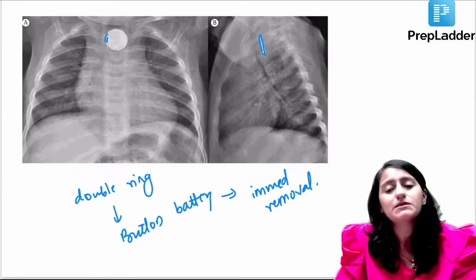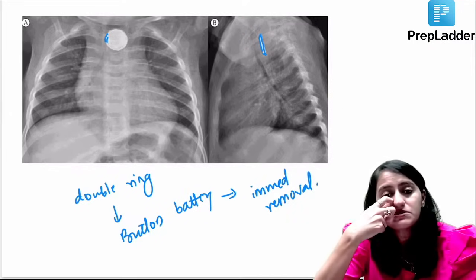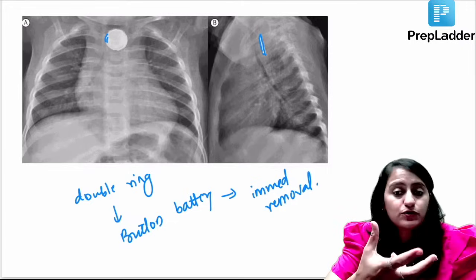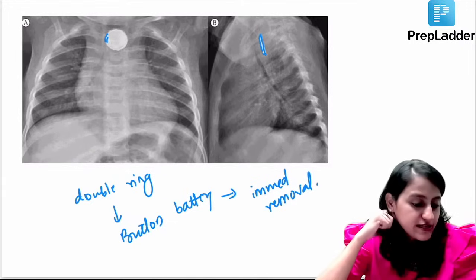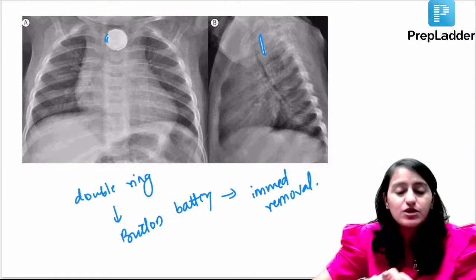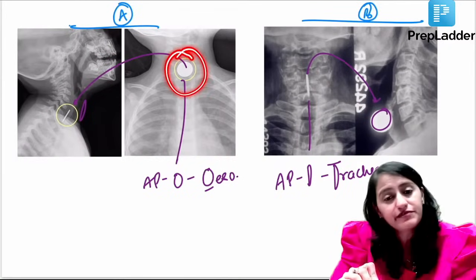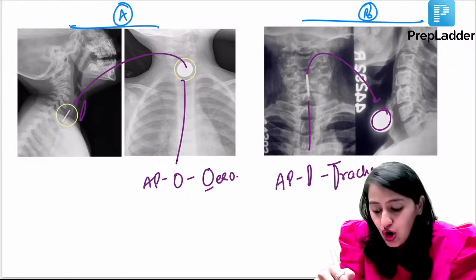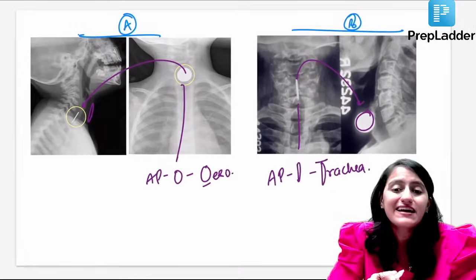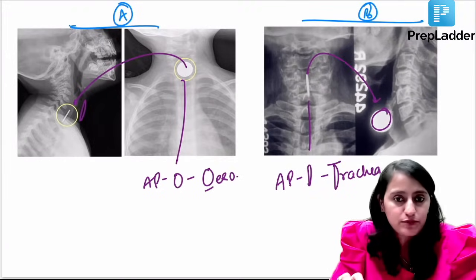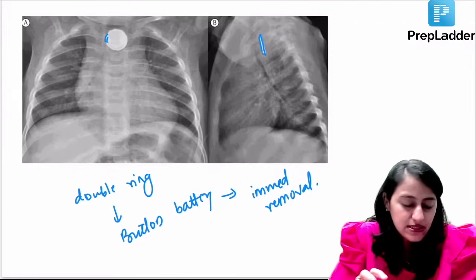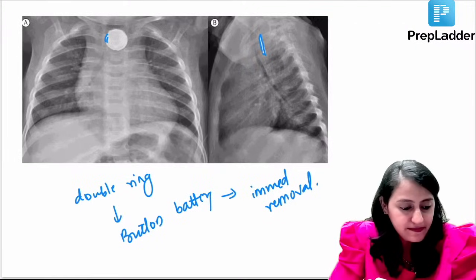And remember, when it is button battery, it needs immediate removal. You cannot keep the button battery inside, even if asymptomatic. It has alkaline fluid, corrosive, right? So you need to remove it, right? So button battery always needs to be removed. Coin, if asymptomatic, in the esophagus, you can wait and watch. Coin in the airway, anything in the airway, you cannot wait and watch. You have to remove it, right? So that is the concept there. Okay?